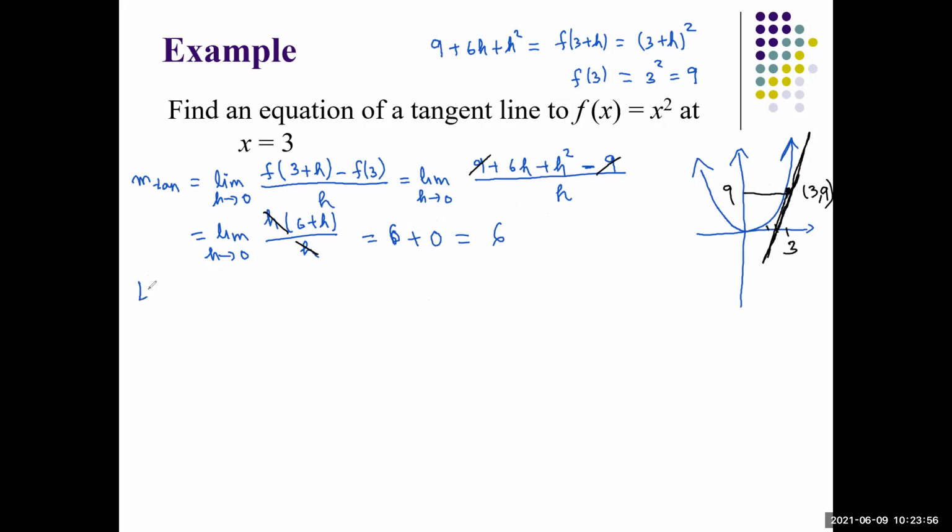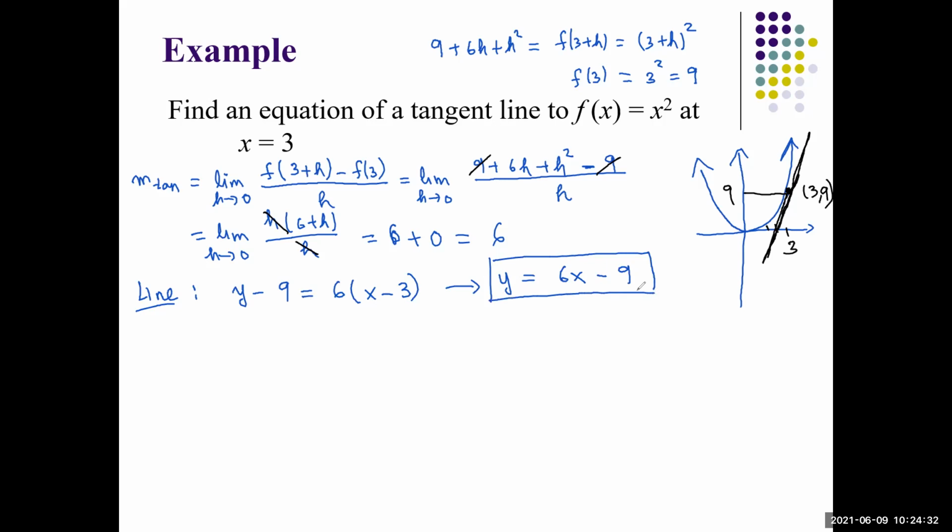So what is the equation of the tangent line? We're going to use the point-slope form, y minus y1, which is y is 9, equal to slope 6 times x minus x1, which is 3. Solving for y, you should have y equal 6x, that's minus 18, and then plus 9. So it's 6x minus 9, and this is our answer.